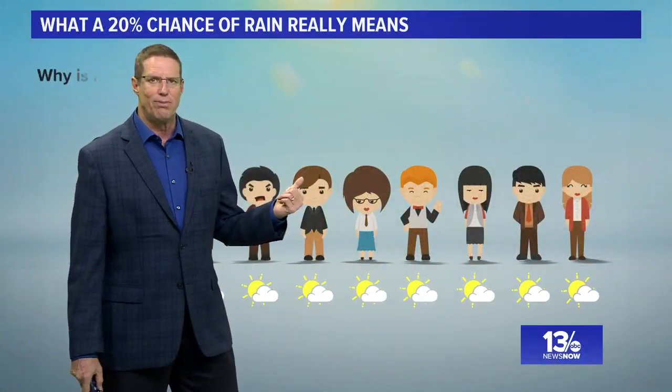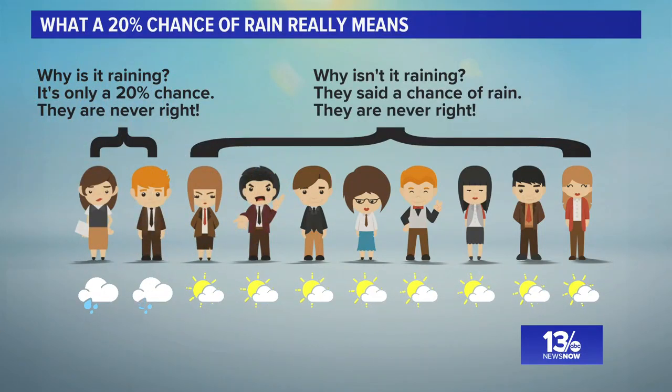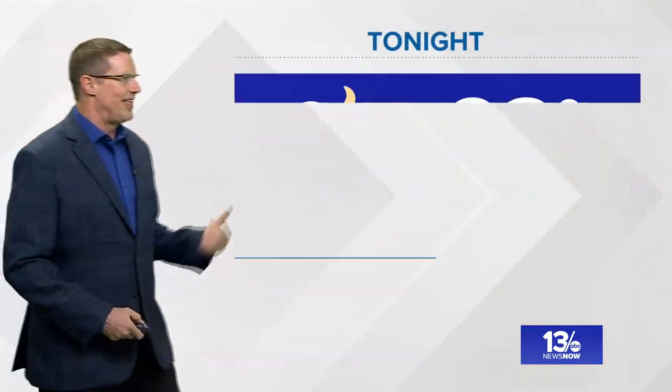So what does a 20% chance of rain really mean? Well, we hear this all the time. Two people will say, why is it raining? It's only a 20% chance. They never get it right. On the other hand, the 8 other people are saying, wait a minute, why isn't it raining? They said there'd be a chance of rain today. They are never right. So that's what we get when we talk about the chance of rain.